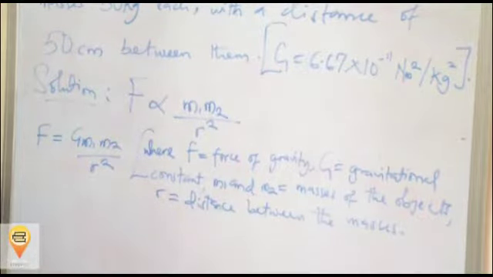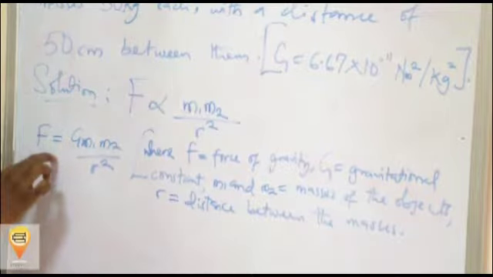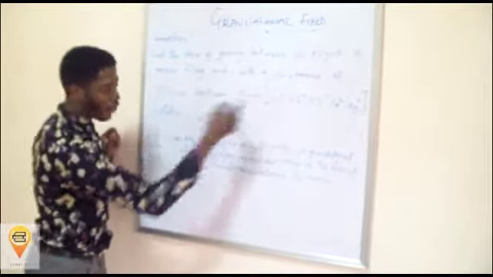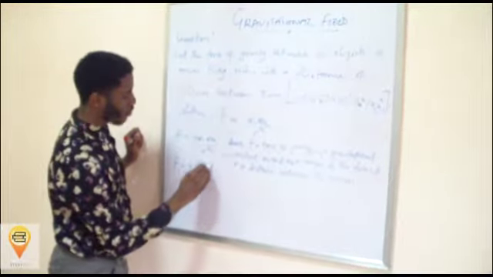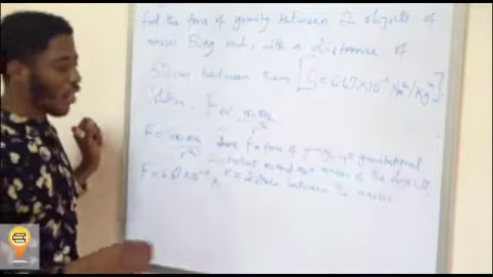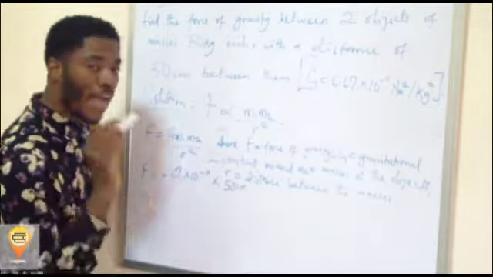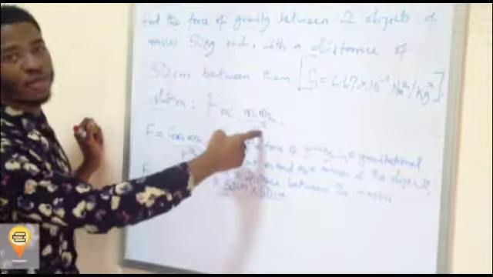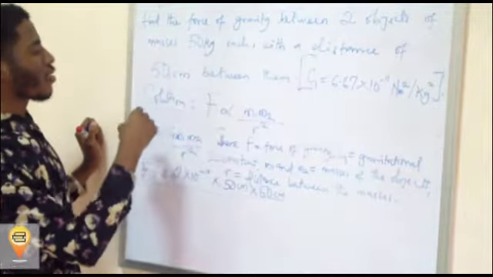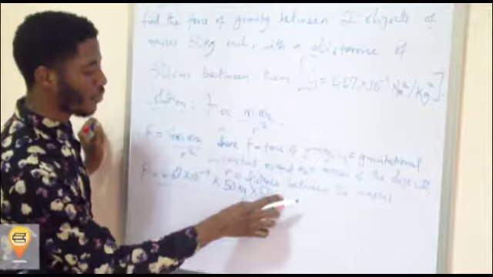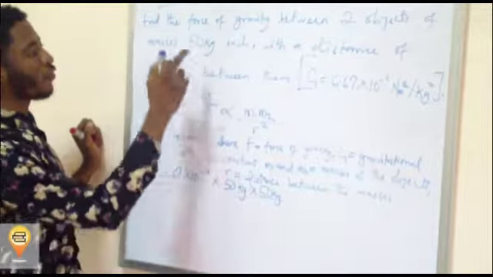Now, we go further. We start inputting the values for these figures from the question. Now, for F, F is what we are looking for. G is the gravitational constant and it has this value, which is 6.67 times 10 raised to the power minus 11. Then multiply by M1. M1 is 50 kg. Multiply by M2, which is also 50 kg. Then all over R squared. The value of R is 50 centimeters.